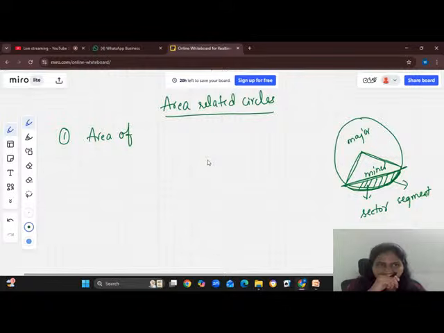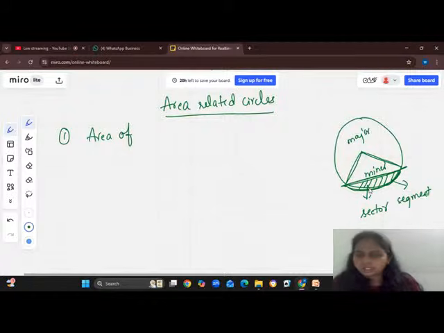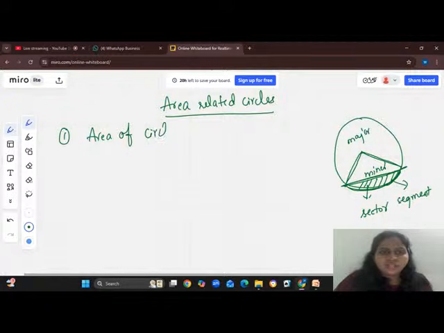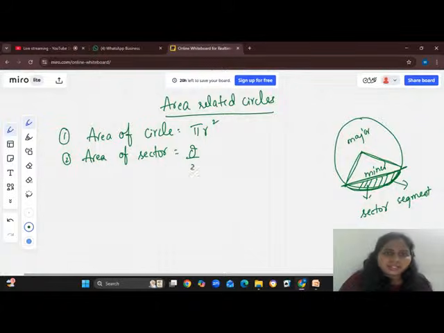Done. So you have only limited formulas here. You have the area of a sector, the area of the minor sector, and if you want it, the area of the major sector also. And you also have to know the area of a circle. What is the area of a circle? It is pi r square. So let me write that first. You have to know the area of circle, that is pi r square, and the area of sector, that is equal to theta by 360 into pi r square.